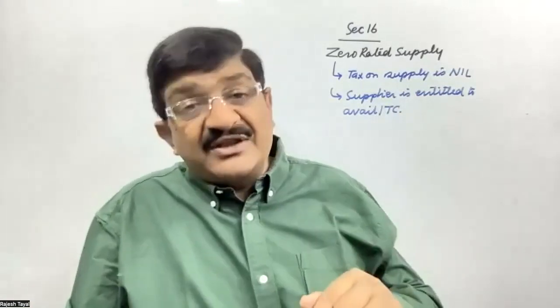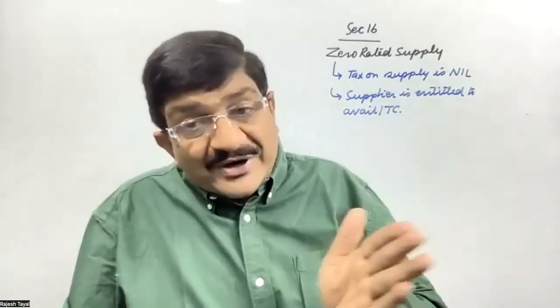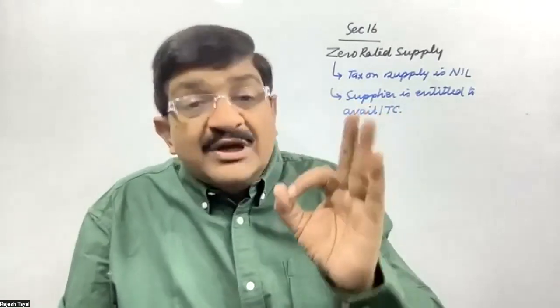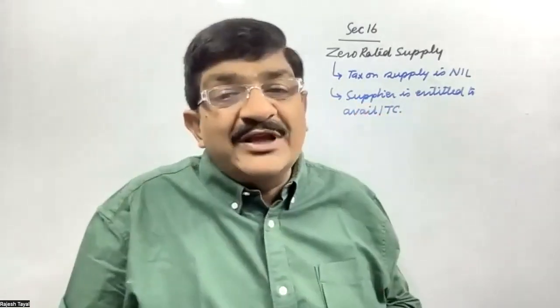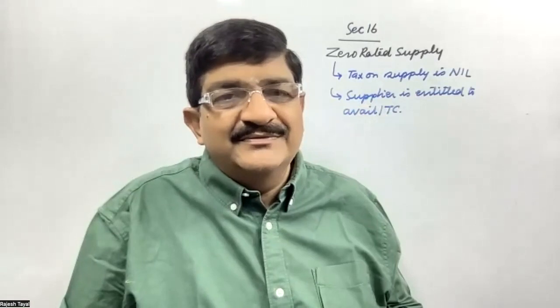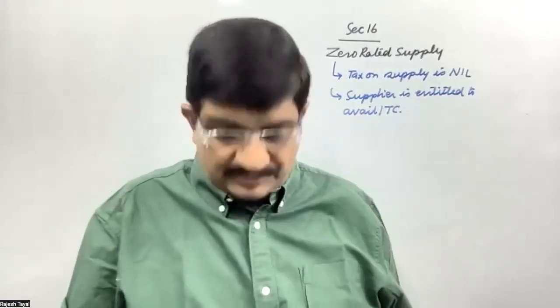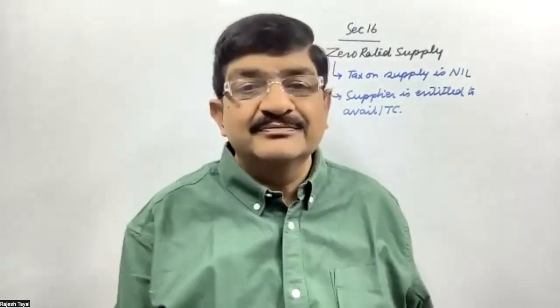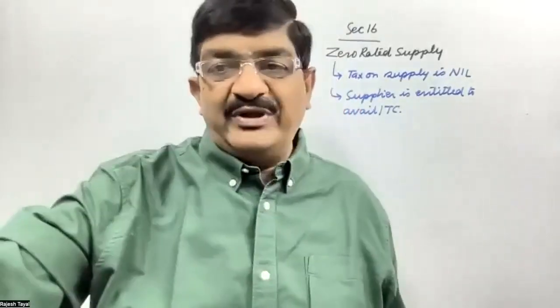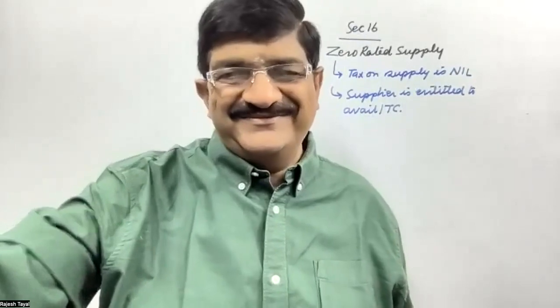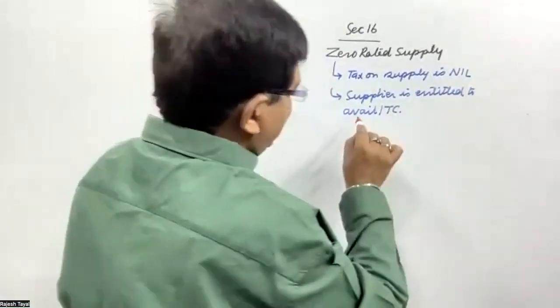So section 16 is saying that on outward supplies, the rate of tax is zero, still the supplier is entitled to avail the input tax credit. And when there is no tax on the outward supply, what to do with this amount? So it will be, no tax. Refunded, sir. Amount will be refunded.